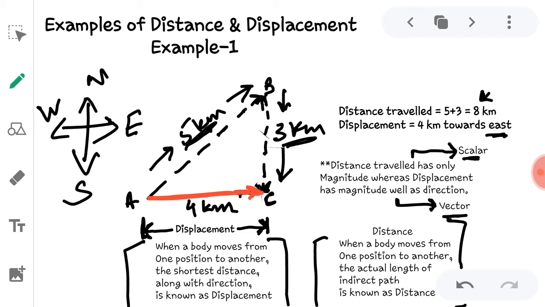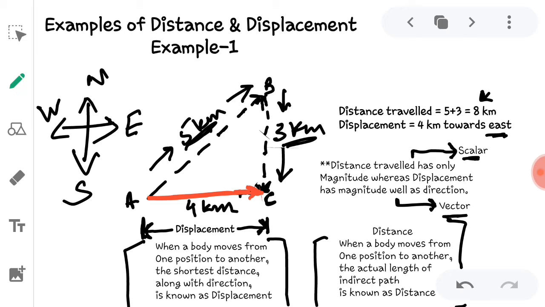Now we'll come to the examples of distance and displacement. Starting with a basic example, if A wants to travel to C, A will travel to C via B because he wants to go to B also. So the distance traveled from A to C will be 5 plus 3, that is 8 kilometers, and the displacement will be 4 kilometers towards east.